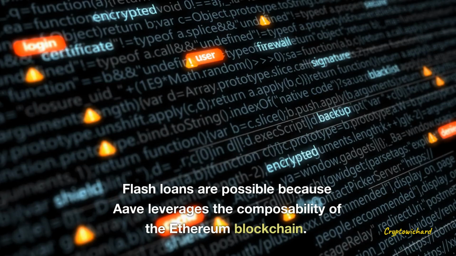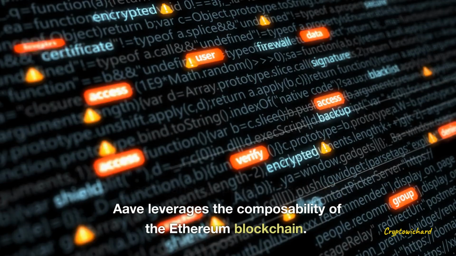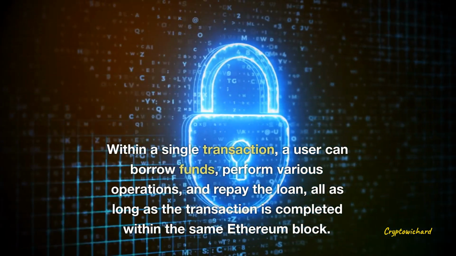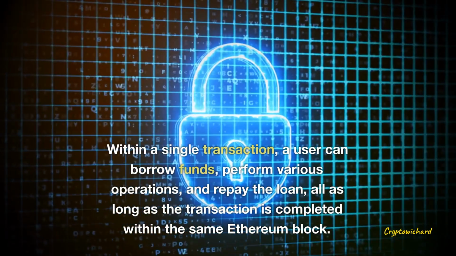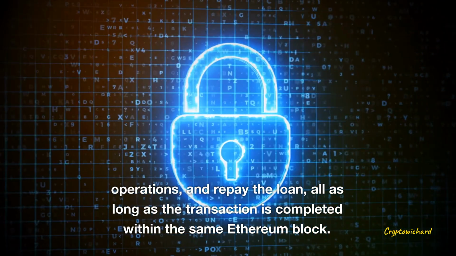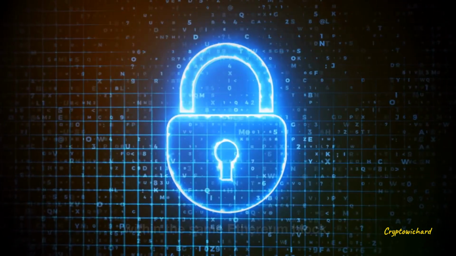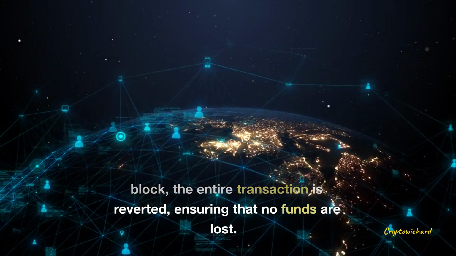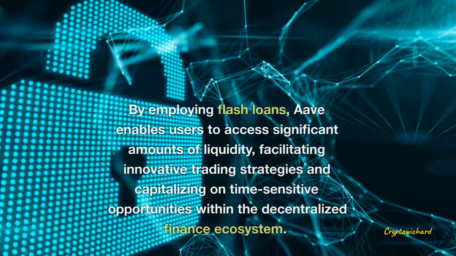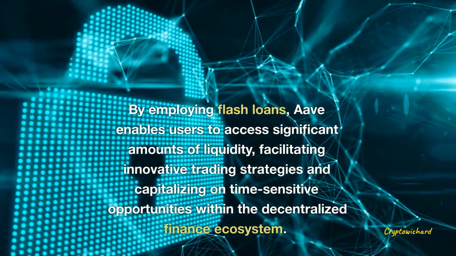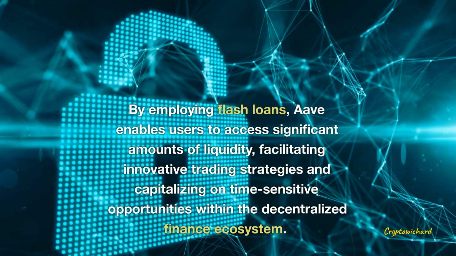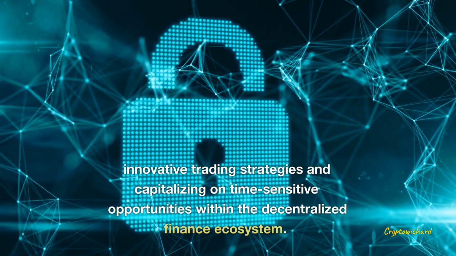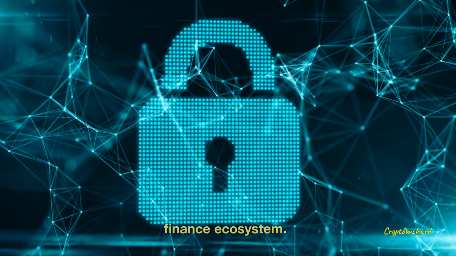Flash loans are possible because Aave leverages the composability of the Ethereum blockchain. Within a single transaction, a user can borrow funds, perform various operations, and repay the loan, all as long as the transaction is completed within the same Ethereum block. If the loan is not repaid within the block, the entire transaction is reverted, ensuring that no funds are lost. By employing flash loans, Aave enables users to access significant amounts of liquidity, facilitating innovative trading strategies and capitalizing on time-sensitive opportunities within the decentralized finance ecosystem.